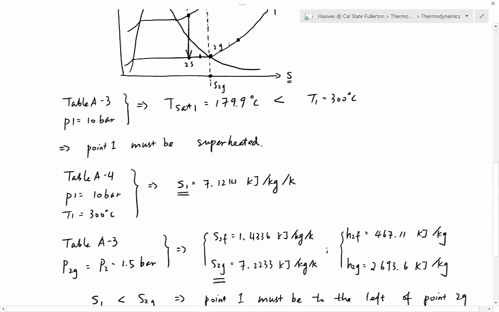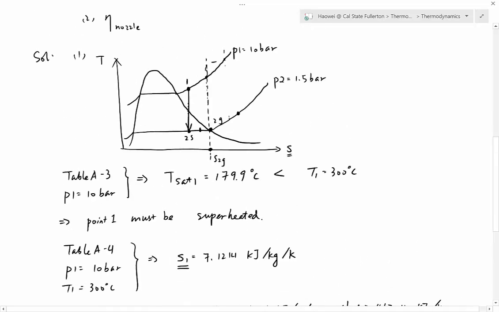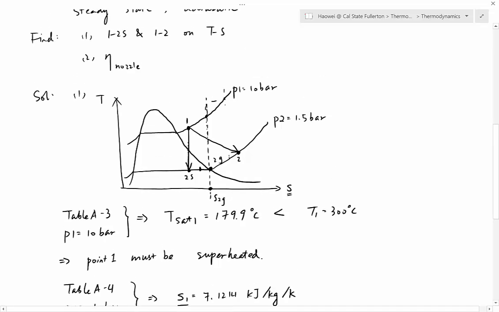So now I can go back to my diagram and put number 2 somewhere to the right side of the vapor dome because it has to be superheated, and then connect 1 and 2 with a curve. So that's it, 1, 2, 2s, skewed to the right, and number 2 has to be superheated on the P2 line. So we've done the diagram for 1, 2, 2 and 1, 2, 2s.